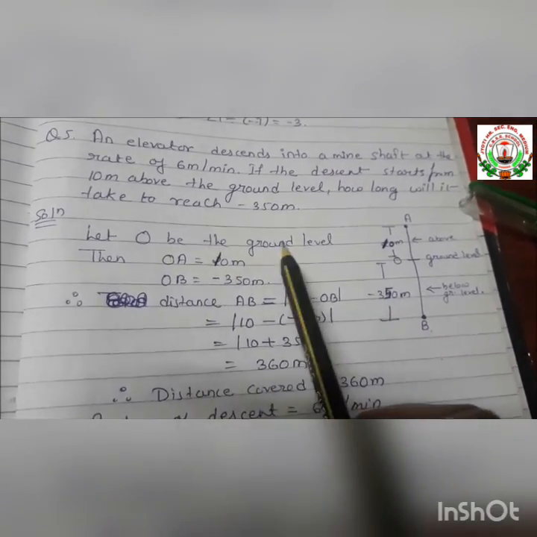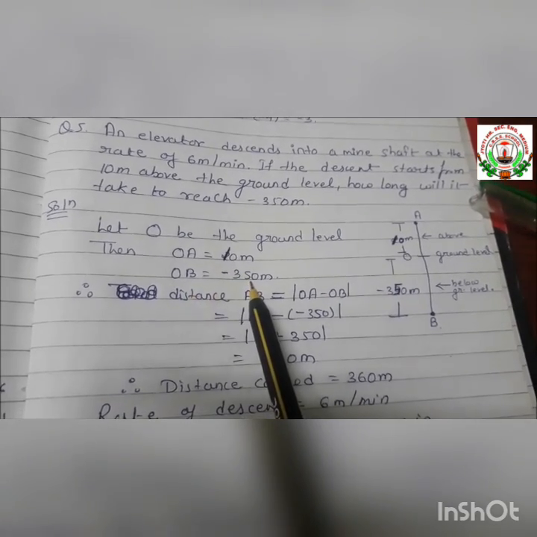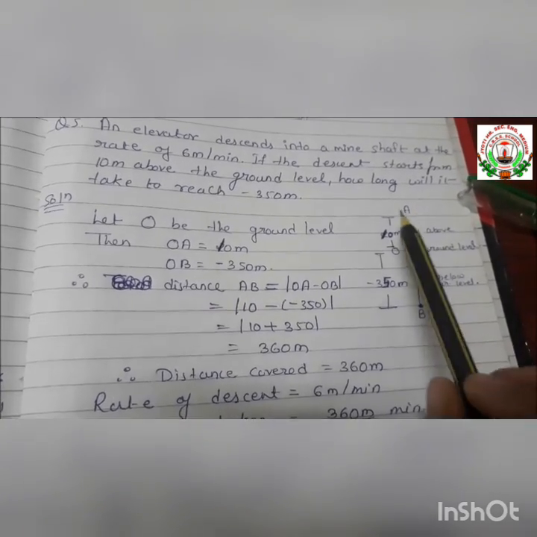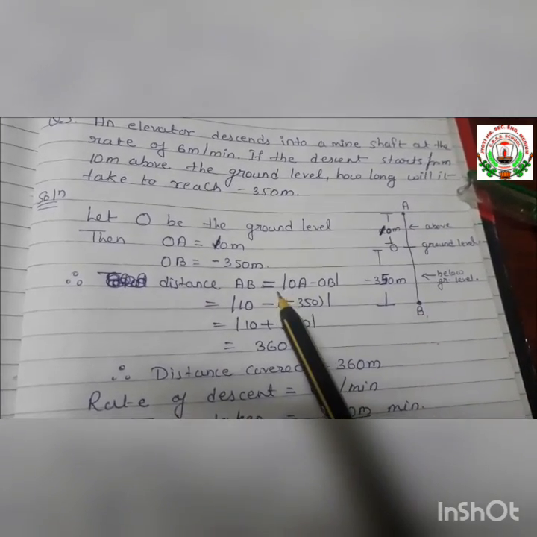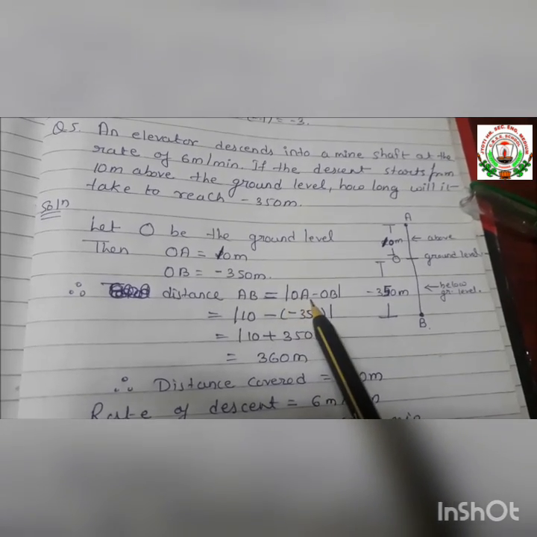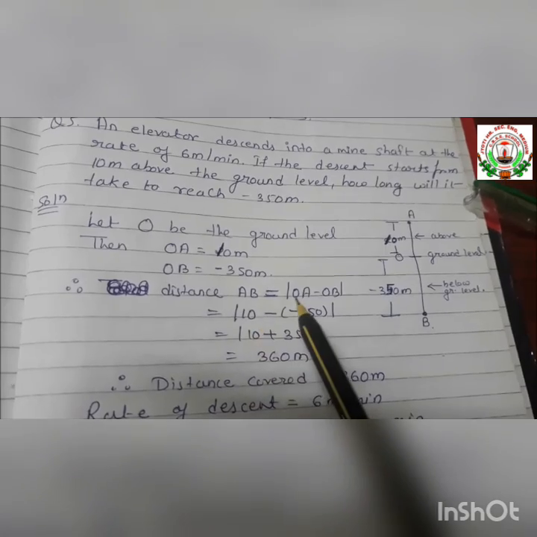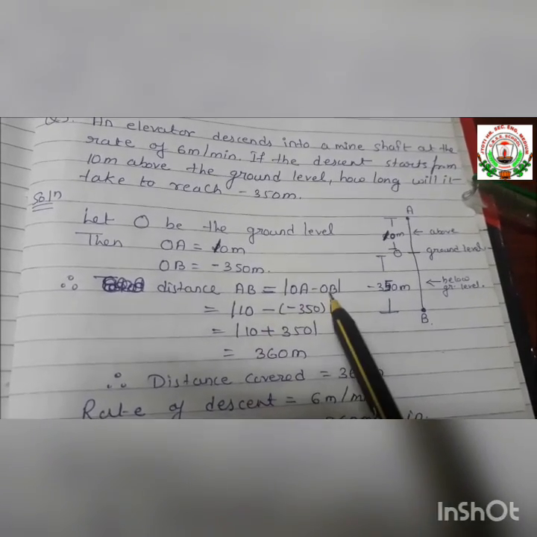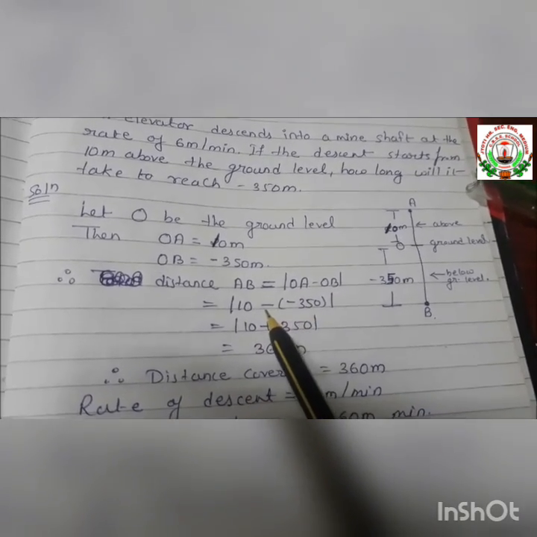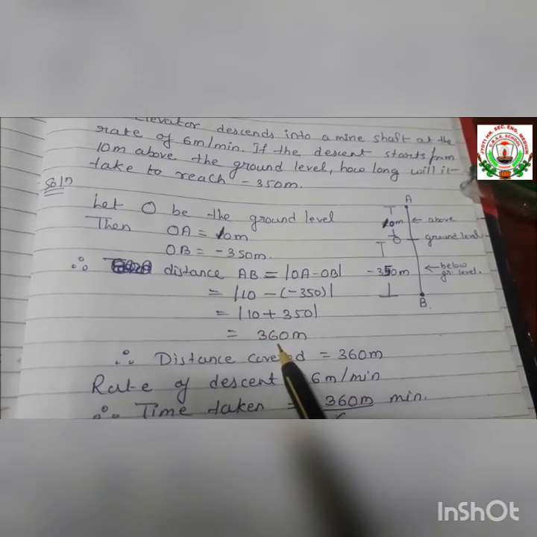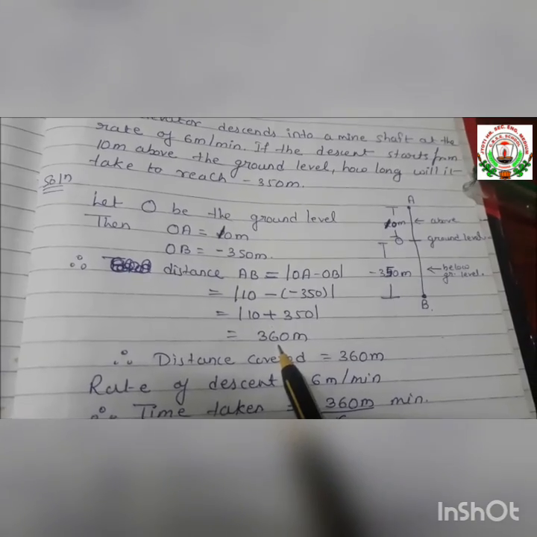Okay, so O is the ground level, OA distance is 10 meters, OB distance is minus 350 meters. Therefore, the distance AB, that means from A to B, the distance will be mod of (OA minus OB). So putting the value of OA as 10 and OB as minus 350, minus and minus will become plus. So 10 plus 350, the answer will be 360 meters.